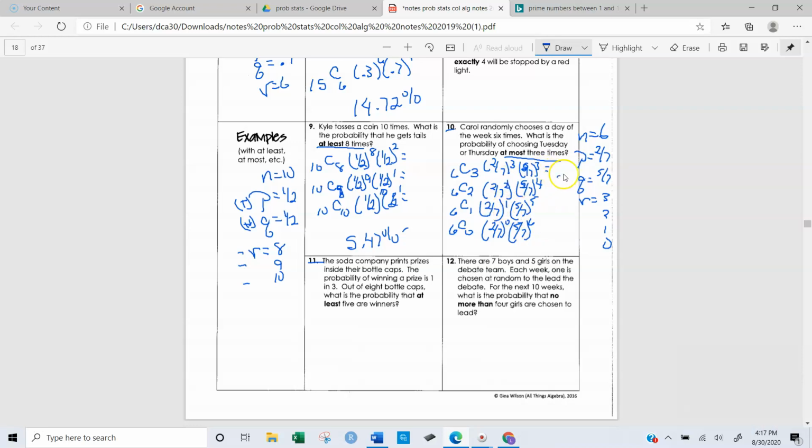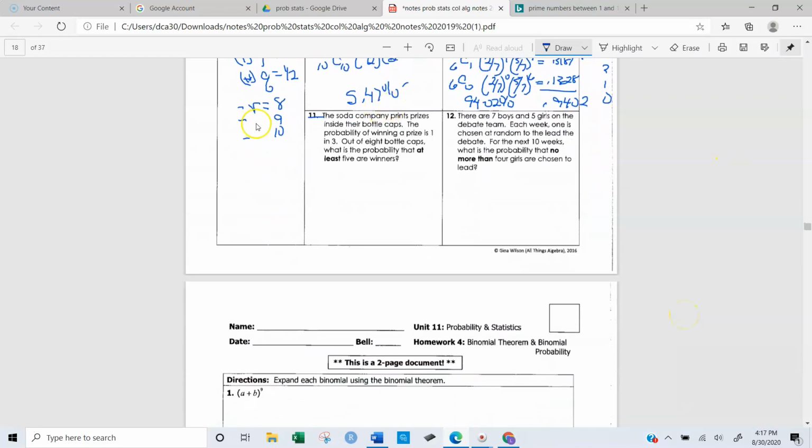So you got to type those all in. I got 0.17 for the first one. I got 0.3187. I got 0.3187 again. And I got 0.1328. Add those all up, which is 0.9402. So 94.02% of the time this will happen. Okay, pause and try yours.